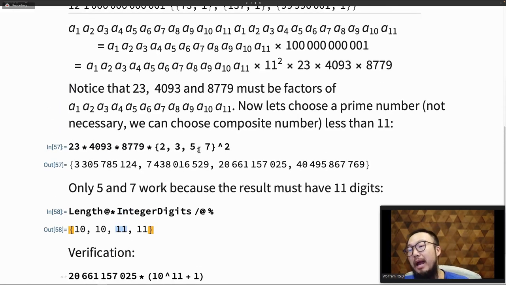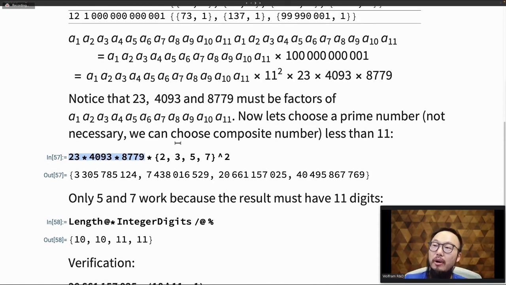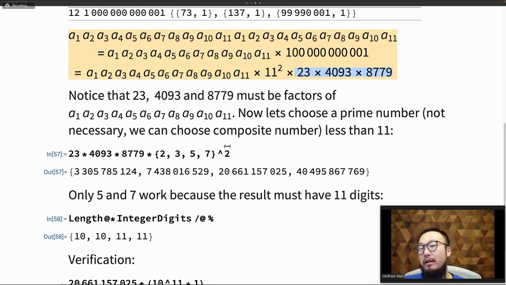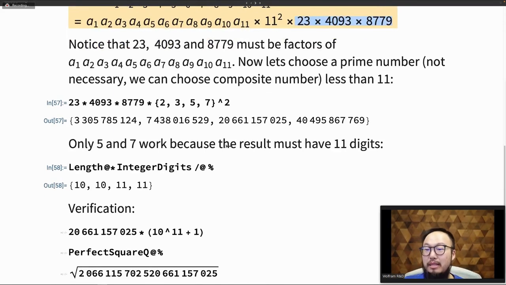You may ask why we don't multiply by anything else, like 12, or maybe 48. Make sure this number times that number must be a perfect square. So you have to keep this part and multiply by a perfect square to get a proper candidate. That's the idea. So if we choose 7 here and multiply, 5 works.